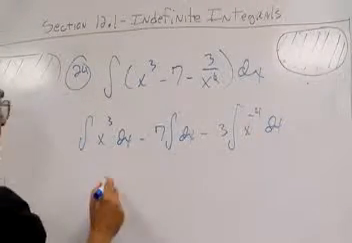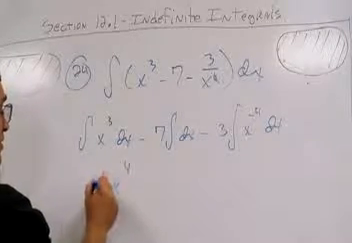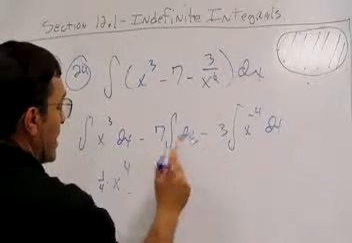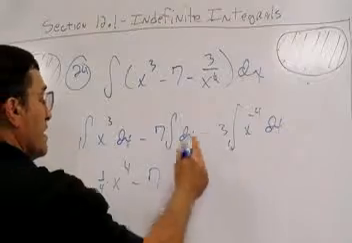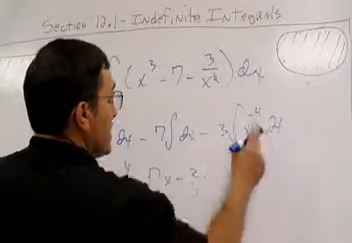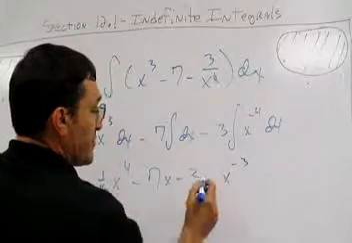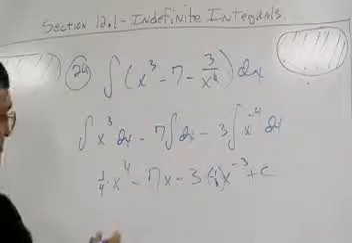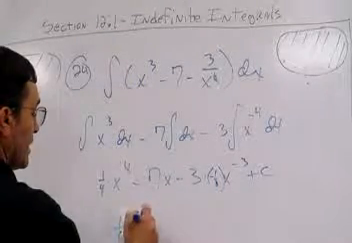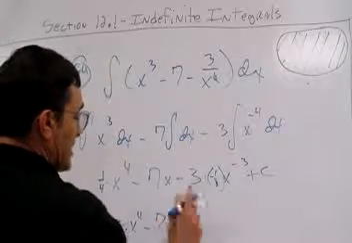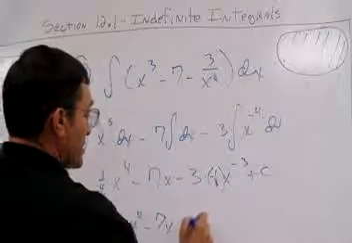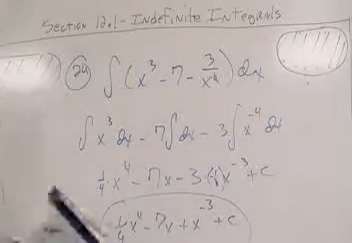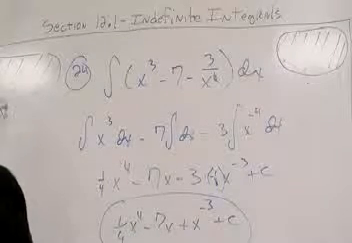I'm going to use the power rule here. Add 1 to the exponent, that'll be 4. Multiply by the reciprocal. The integral of 7 times dx would be 7x minus 3 times, add 1 to that exponent, you'd have negative 3. Multiply by the reciprocal plus c. That would be 1/4 x to the 4th minus 7x, negative 3 times negative 1/3 would be plus x to the negative 3 plus c. And you'll have something like that for your answer.